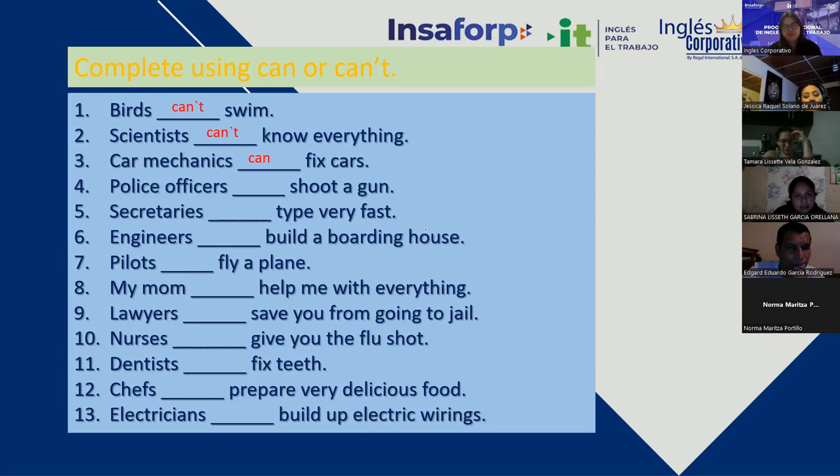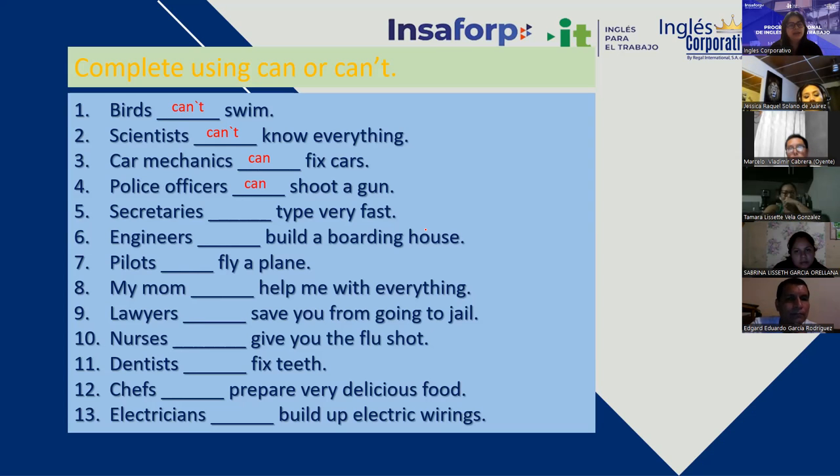Police officers can't. Secretaries can type very fast and they can answer the phone at the same time, right? Okay, engineers can build. Pilots can fly a plane. It is possible, right? My mom. Can or can't? Can't help me with everything.